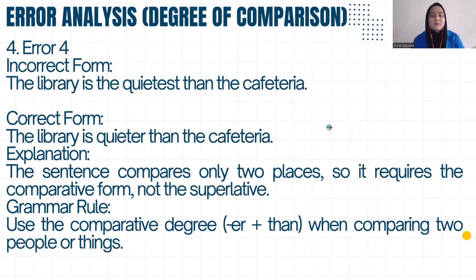Number 4: "The library is the quietest than the cafeteria." The correct form is: the library is quieter than the cafeteria. Because the sentence compares only two places, so it requires the comparative form, not the superlative. The grammar rule is use the comparative degree, -er or more than, when comparing two people or two things.